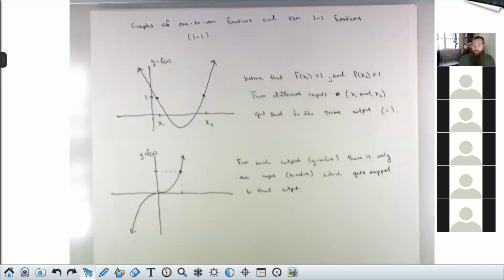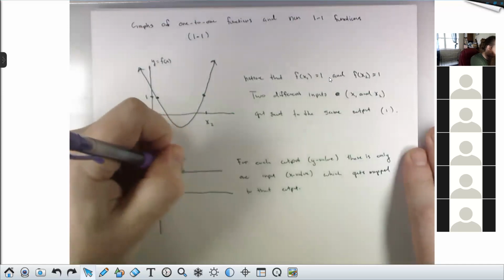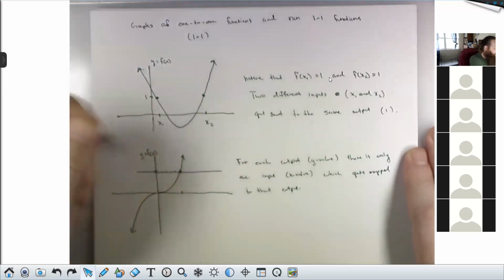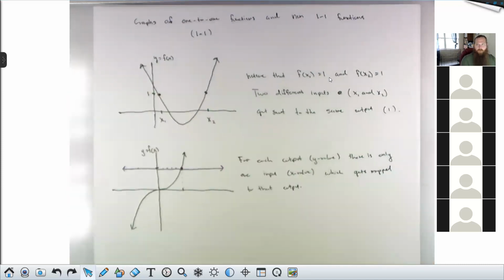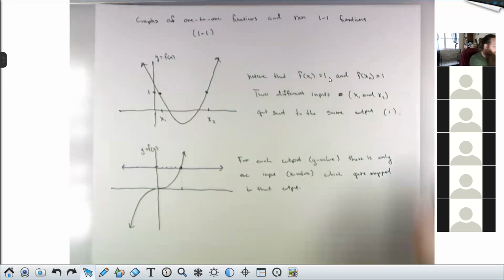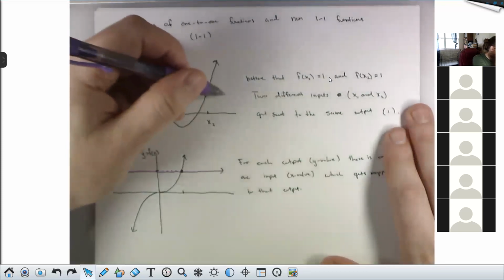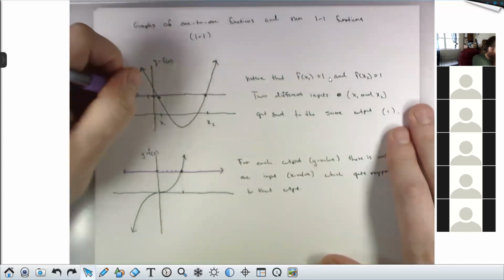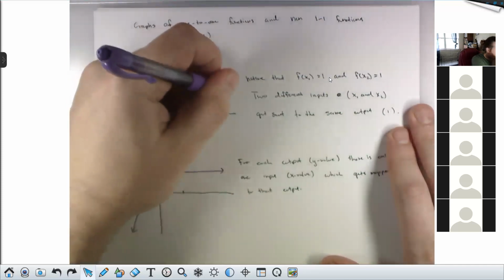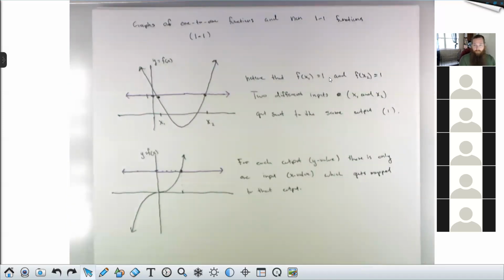So geometrically, what is this saying? Geometrically, what this is saying is, if you draw a horizontal line anywhere in the plane of the second graph, it will hit that graph at most once. Whereas on the first graph, if you draw a horizontal line here, for example, it will hit the graph twice. The thing we've just illustrated is called the horizontal line test.